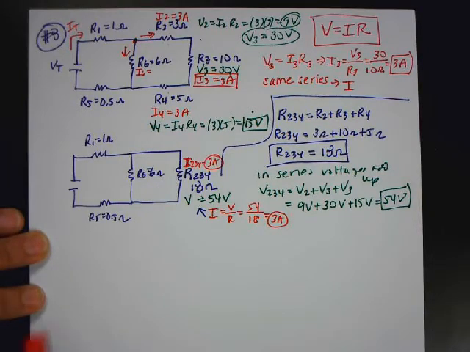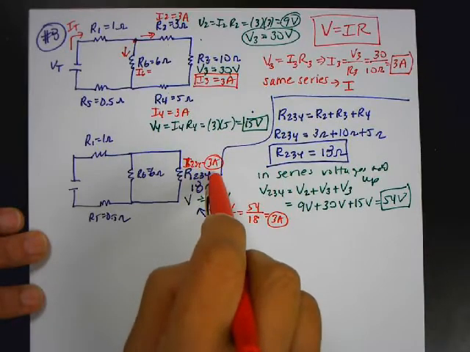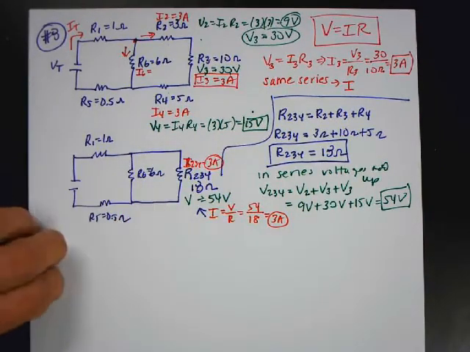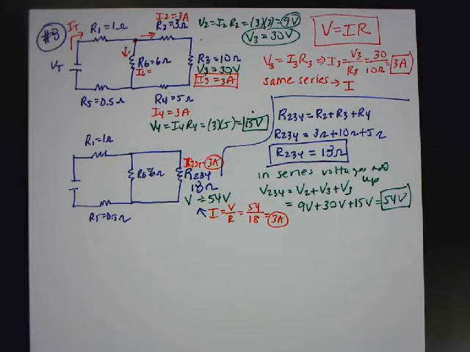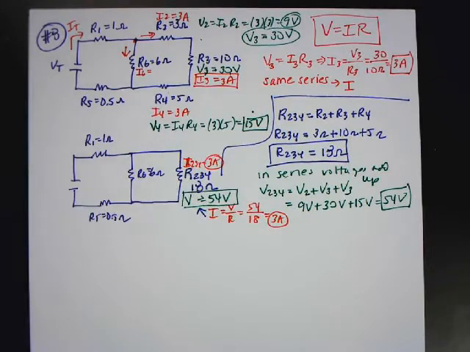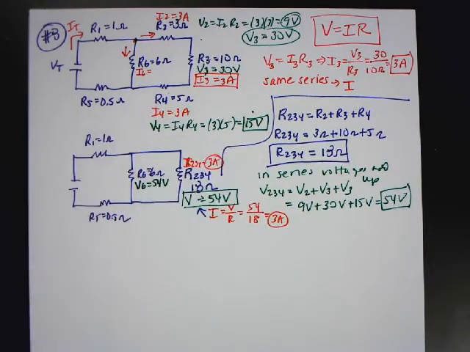All right, now, this equivalent resistor, R234, is in parallel with R6. So now I'm going to say to myself, what's the same in parallel? Voltage. So if this is 54, that means this is equal to 54 volts, right?